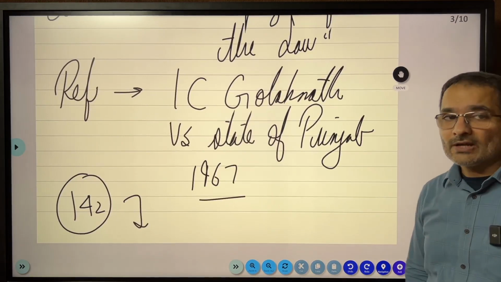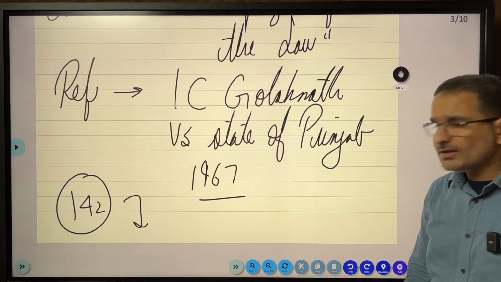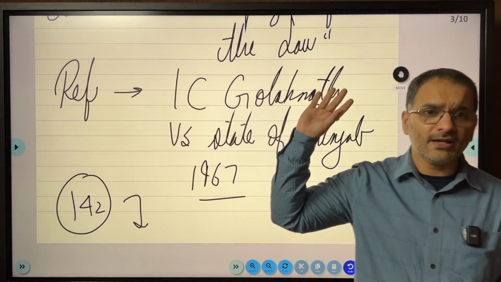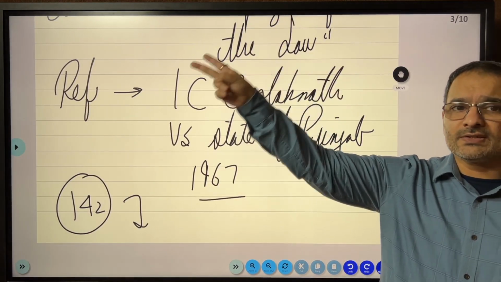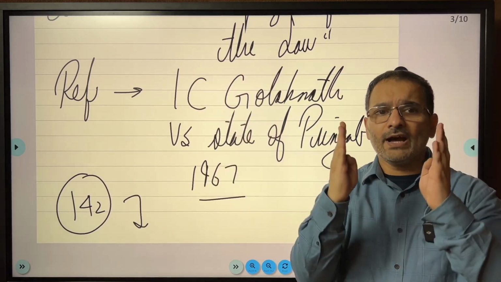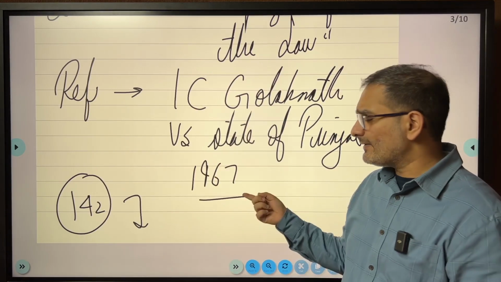All right. It also referred to IC Golaknath versus State of Punjab. The year always has to be remembered, 1967, since Golaknath mentioned hua hai. Golaknath ke saath Shankari Prasad, Sajjan Singh, Golaknath, Keshwanand Bharti, ye charo ke charo interconnected hai. Revised constitutional history, 1967 mentioned hua hai.